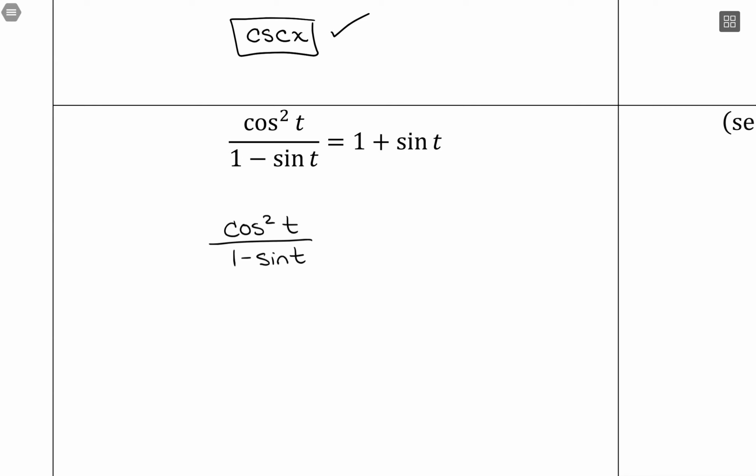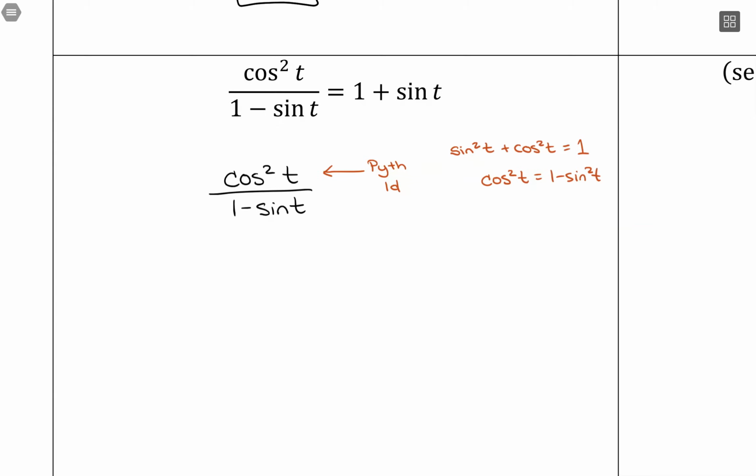So where my mind goes is that up here, I'm seeing cosine squared. So what I'm going to do is play around with the Pythagorean identity, because in the Pythagorean identity is cosine squared. So I'm going to see what I can do in terms of making a substitution for cosine squared. If I take my Pythagorean identity and isolate cosine squared, that's equal to 1 minus sine squared. So let's go ahead and make that substitution. So this is 1 minus sine squared over 1 minus sine.